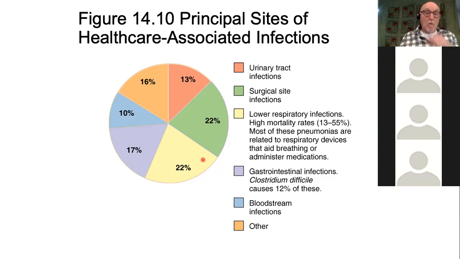The next block are extremely important, especially in the elderly. And these are lower respiratory tract infections. And these carry a very, very high mortality rate, 13 to 55%.